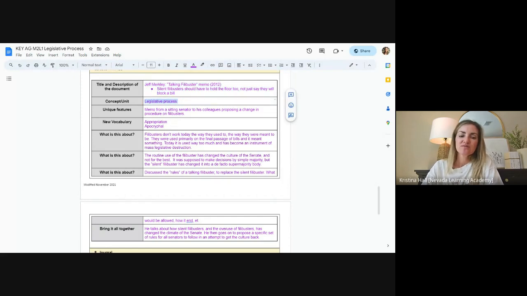The current concept or unit, we're in the legislative branch, right? And this is a tactic that is used in the House and the Senate in the legislative branch to sway or to delay laws. What's unique is this was basically a memo that he wrote and he sent it out to all these other senators, kind of challenging them and saying, hey, we need to change these procedures. This is not helping us. This is hurting us, this procedure of filibuster. We need to find a better way to do this.